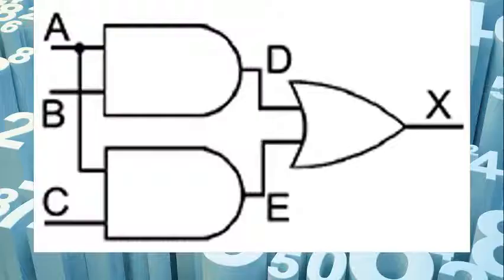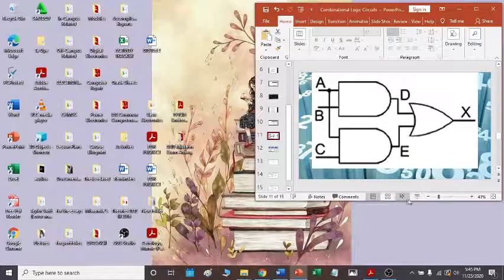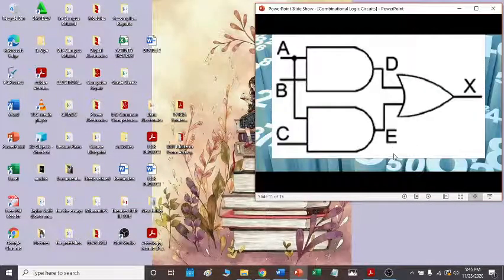Okay, so we have here an example of a combinational logic circuit. In our example, we have 3 inputs with 1 output. The inputs are A, B, C, and A taps into an AND gate. And the last gate is our OR gate.